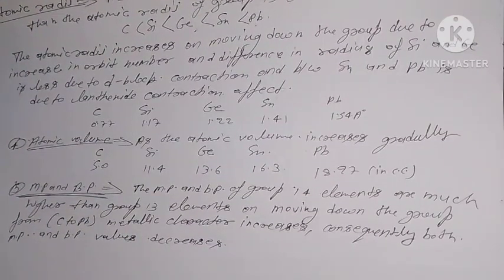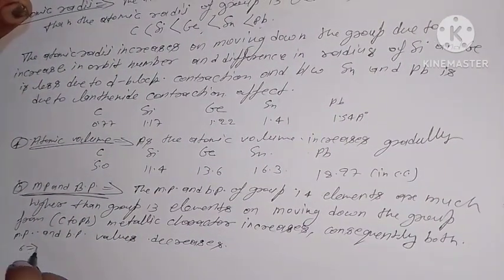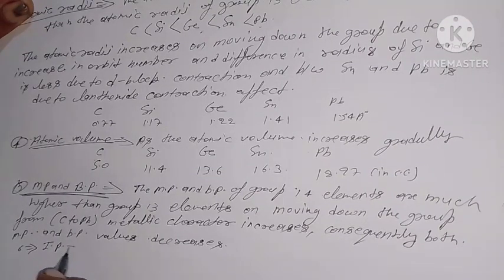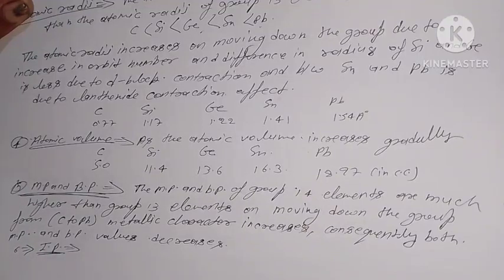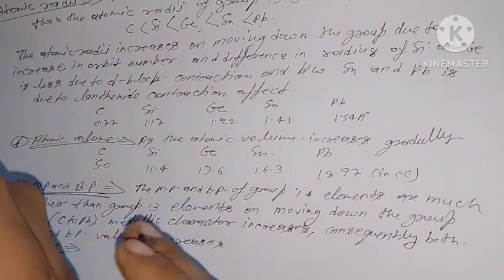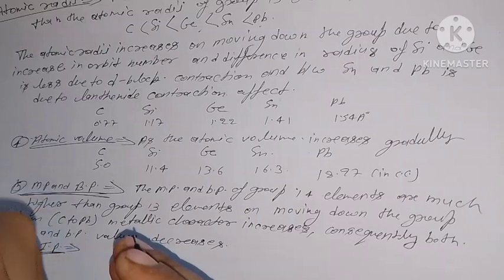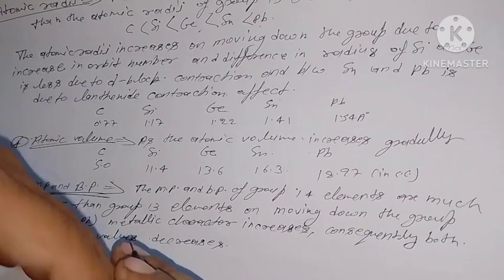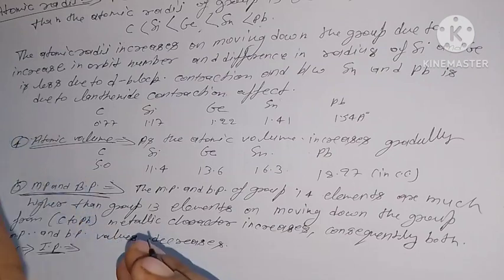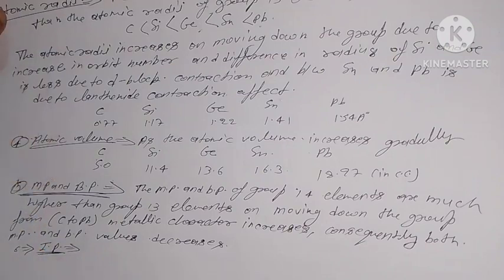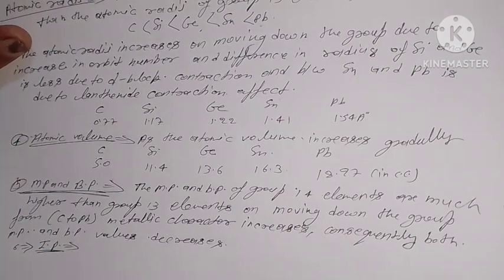Okay. Next point. Point number 6, ionization potential. The ionization potential value decreases gradually with increase in atomic number. Ionization potential of lead is greater than that of tin due to higher effective nuclear charge of lead.